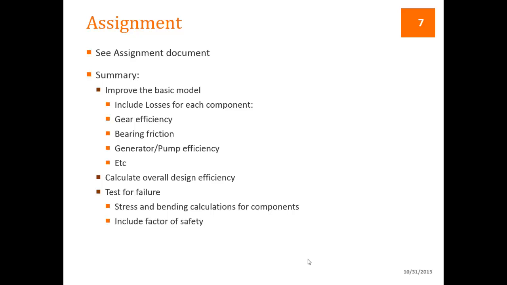Improve your basic model by including all of these various losses. Calculate your overall design efficiency by multiplying the efficiencies of each of your components, and test for failure by looking at bending, alignment, and things of that sort, stress and bending calculations for your gear teeth, for your shafts, for various other key components. And make sure you're including a factor of safety in these calculations.